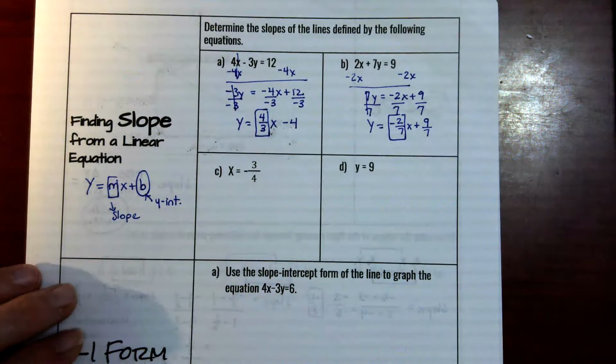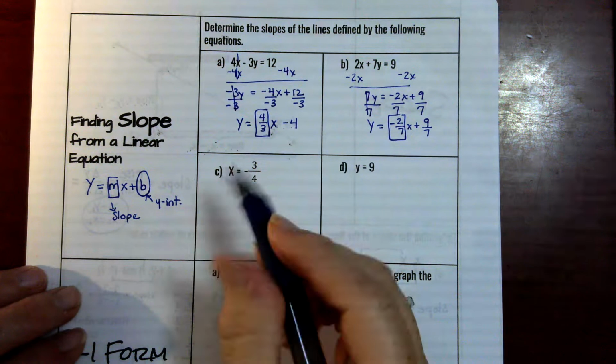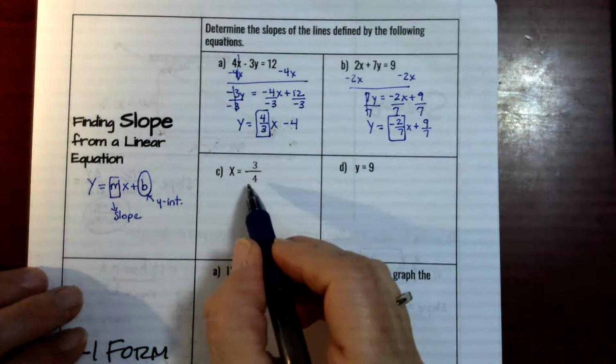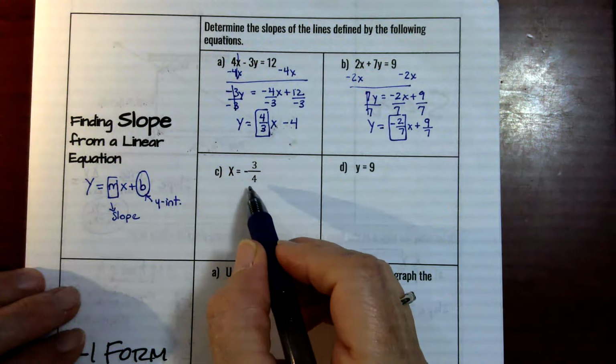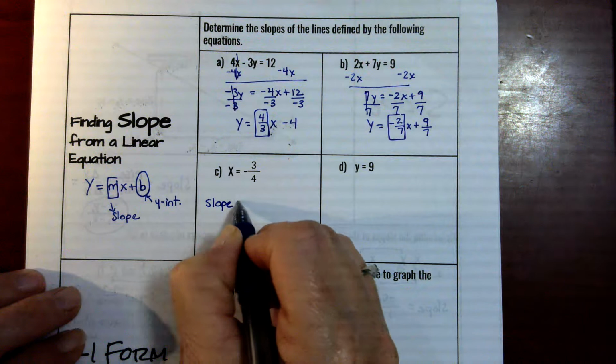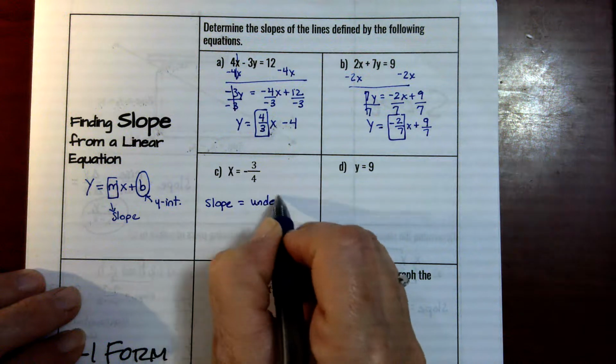Looks a little different. And this one I can't even put into slope-intercept form because it doesn't even contain a y. And so this one is one of the special cases. This is a vertical line. So the slope, we know on a vertical line, is undefined.